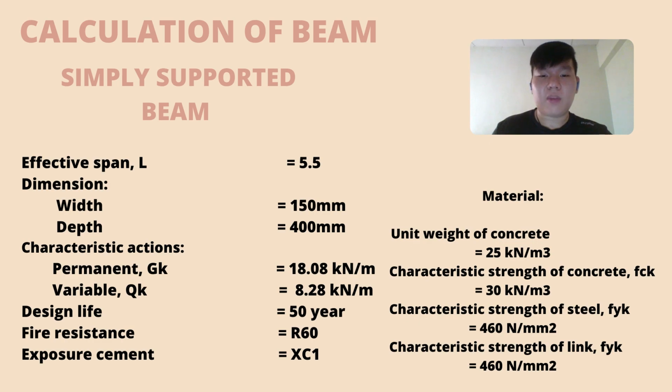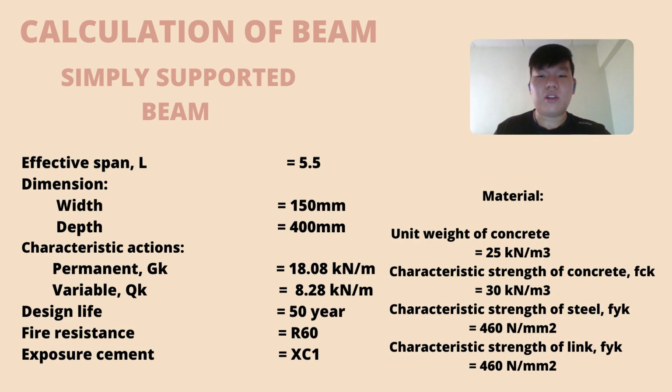Next, for specification of simply supported beam, the effective length span is 5.5, and the width is 150 mm, and the depth is 400 mm. And the characteristic action, the permanent GK is 18.08 kN per meter, and the variable QK is 8.28 kN per meter. And the design life is 50 years, fire resistance is R60, and the exposure class is XC1.